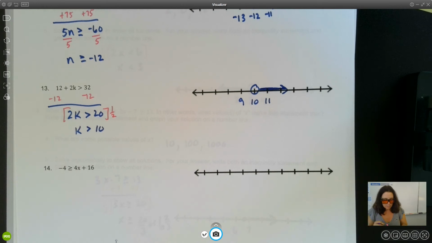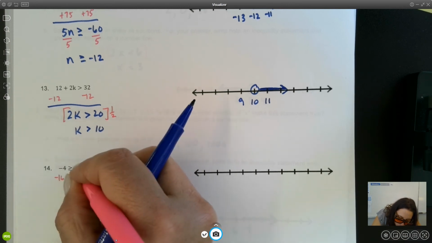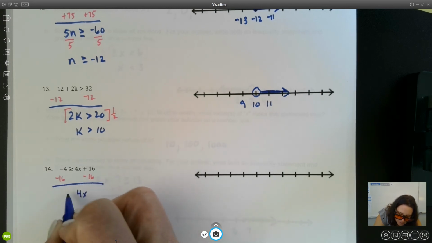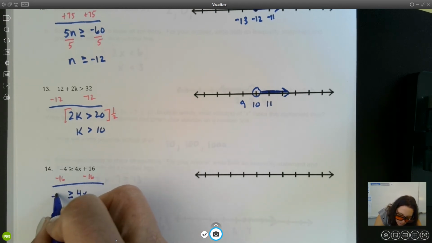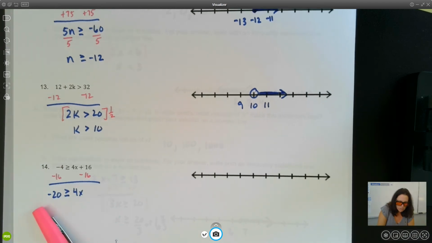Last one, and then I want to talk about how you check these, and then we're all done. We're going to subtract the 16 this time because we want this 4x by itself. So we have 4x, this symbol, negative 4 and negative 16 is negative 20. Don't try to change the order. Don't try to get the 4x over here. Let's do that at the end. If you do too many things in one step, you're going to miss something.